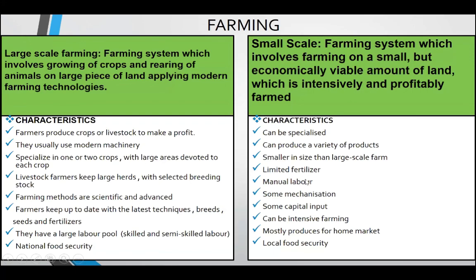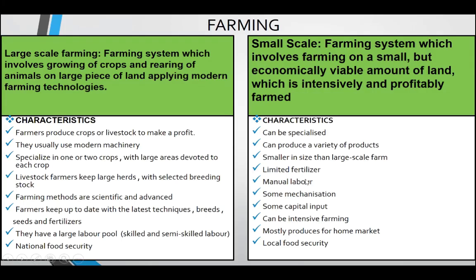You can summarize that the difference between large scale farming and small scale farming is only about size. Now, let's look at the characteristics of large-scale farming and small-scale farming. Farmers produce crops or livestock to make profit. Most of the large scale farming is done commercially, which means it is done for profit. And then small scale farming is usually done for subsistence benefits.